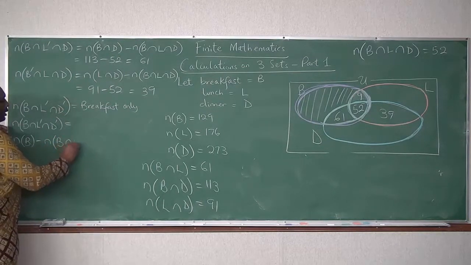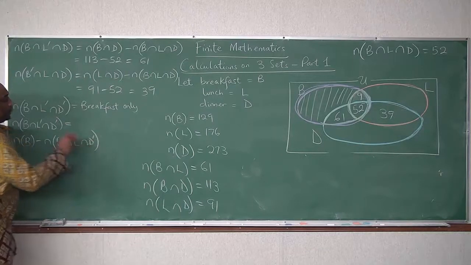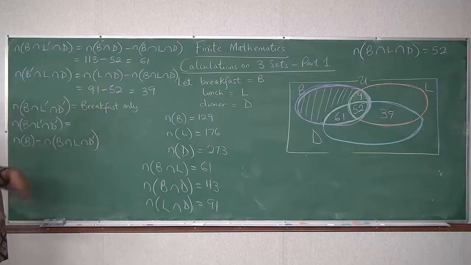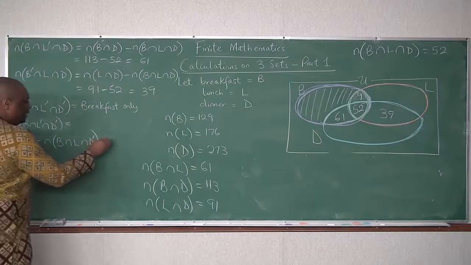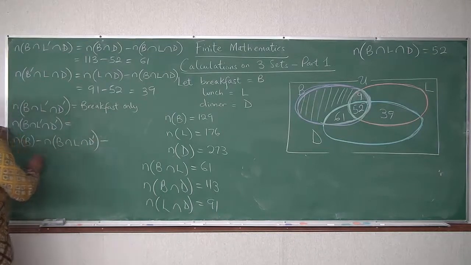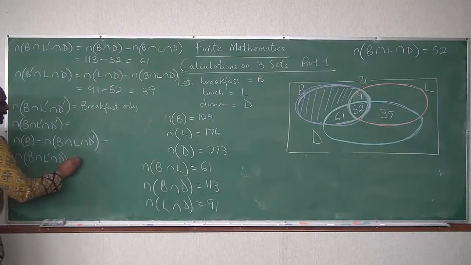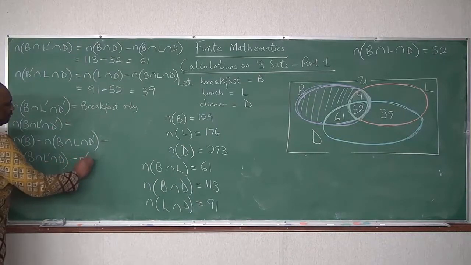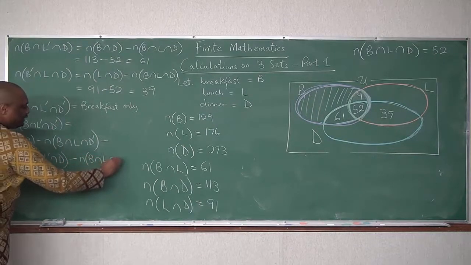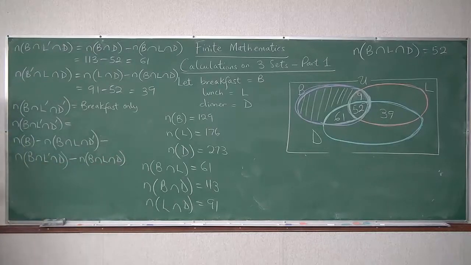Breakfast and lunch and dinner prime. Okay, breakfast and lunch only, minus the cardinality of what? Breakfast and dinner only. Breakfast and lunch prime and dinner. Okay, then minus the cardinality of breakfast and lunch and dinner. That's the way you calculate it.